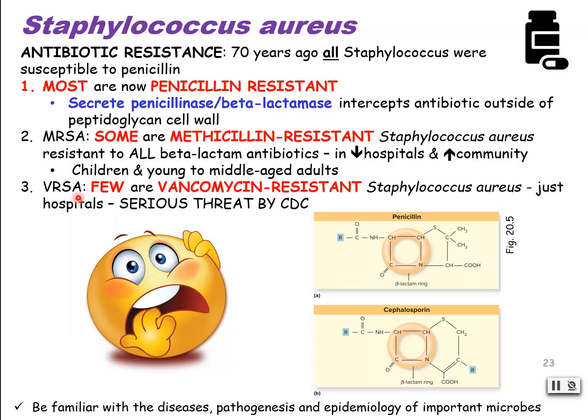A growing threat in the hospitals, though, is vancomycin-resistant Staphylococcus aureus. Usually if someone has MRSA, they use vancomycin as an antibiotic to treat that. And once again, you're selecting for those that are resistant to it. They thrive, and then they are spread. So this is not in the community at large like MRSA is. It's in hospitals, so it is classified as a serious threat by the CDC.